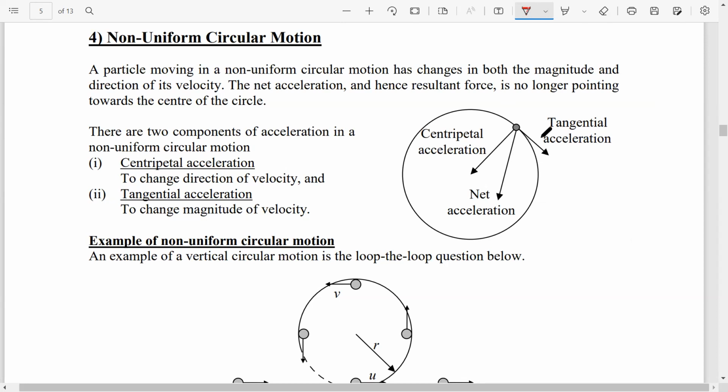So if there's a change in the speed, there must be a tangential component of the acceleration. Because of that, the net acceleration is no longer towards the center. The centripetal component is, but the net isn't. There is also a tangential component now, which will either slow it down or speed it up.